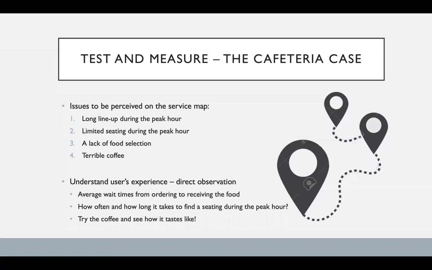And next, once we understand the touchpoint where the issue happened, we need to validate them and understand the user experience. One simple and effective way is by direct observation. The staff can go into the cafeteria during the peak hour and see how often the line builds up, and then record the average wait time from ordering to receiving the food. The same idea can be applied for limited seating. For the coffee, the research team can simply try it and see how it tastes.